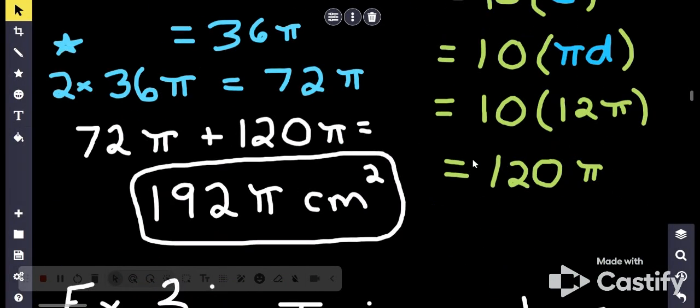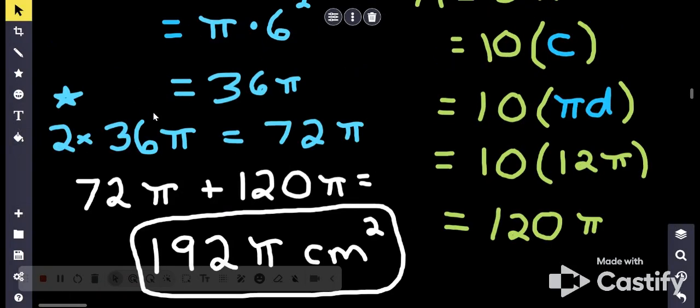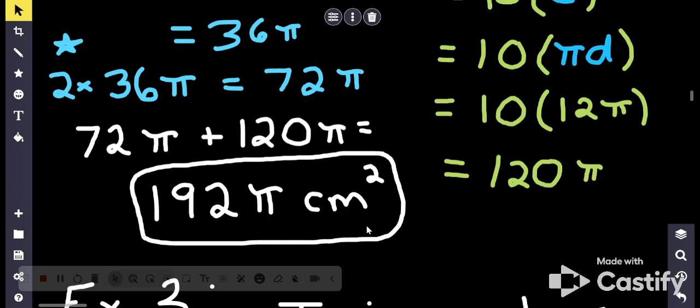Okay? So now we remember, because we're dealing with two circles, we have to multiply it by 2, front and back. So we do 2 times 36 pi, that's 72 pi. Over here we have 120 pi. So we add 72 pi plus 120 pi, which is 192 pi centimeters squared.